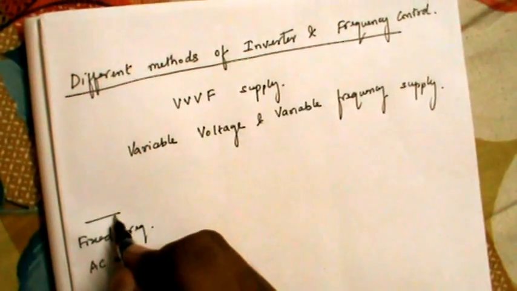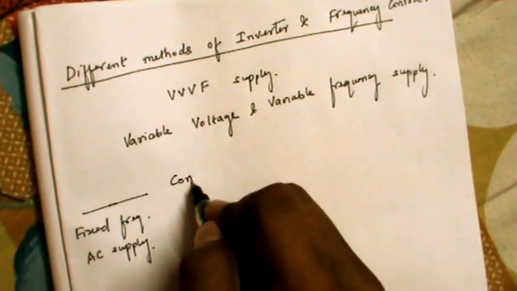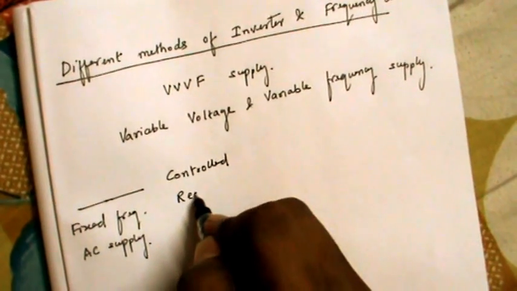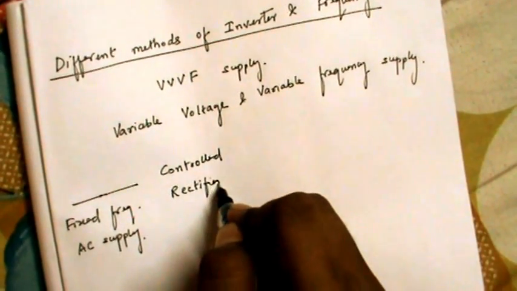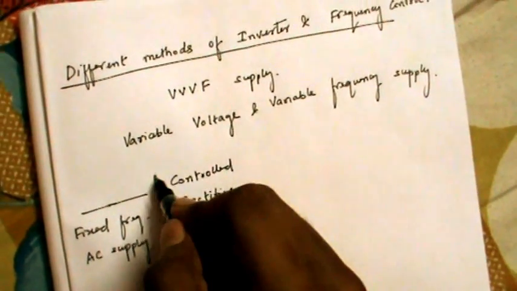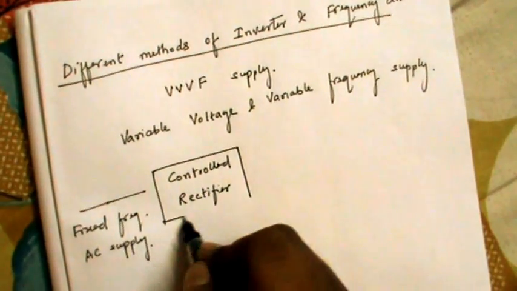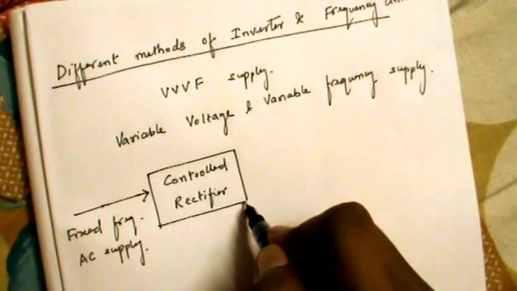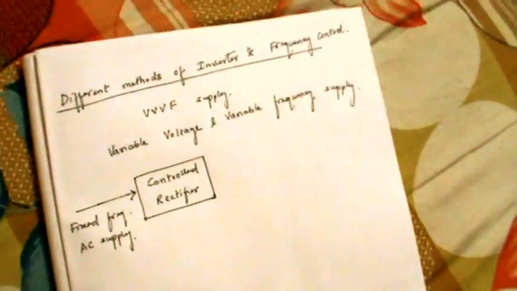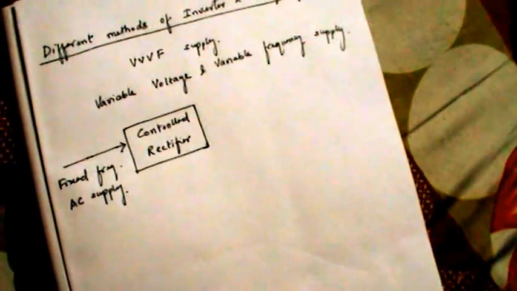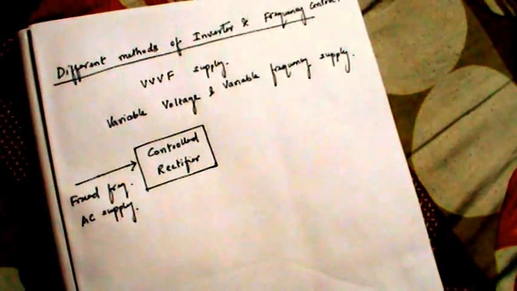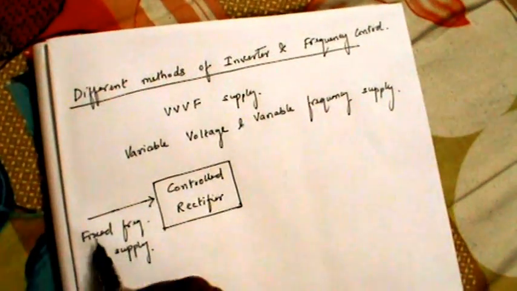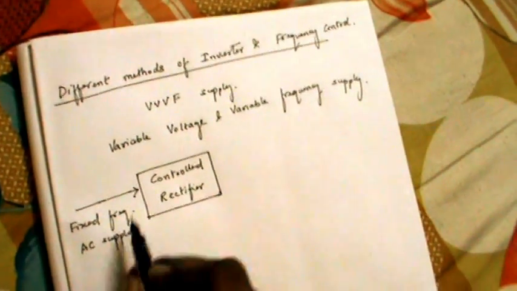Now here I will use a controlled rectifier. I hope my handwriting is visible enough because it is really not so good writing on paper. I should be doing an animation out of it. I will do an animation in the next videos. So what I am trying to say is that we have a fixed frequency supply.